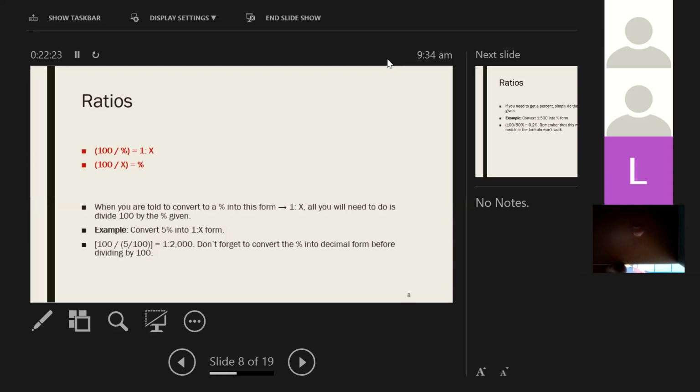But this looks a bit complicated. Whenever we don't want to divide, we can multiply. So what I'm going to do here is carry over the 100 over 1 and then multiply. When I multiply, the 20 over 100 flips over to 100 over 20.